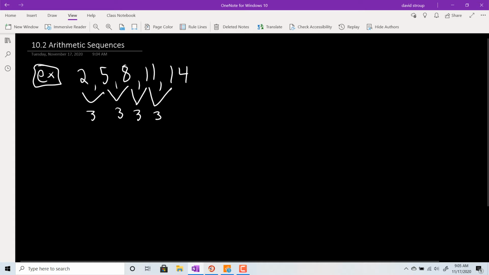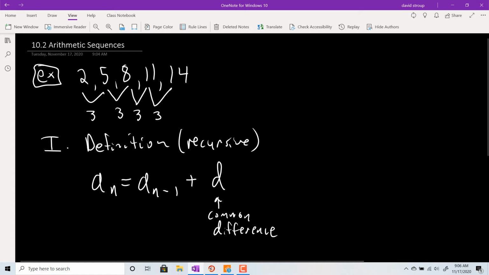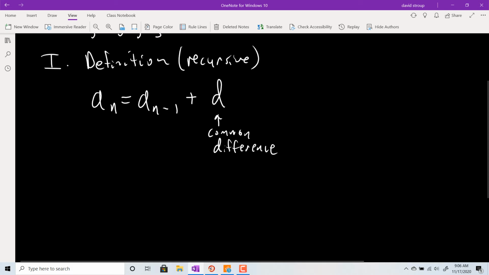So let's go ahead and introduce this with a definition then. Our formula will be a sub n equals the previous one, so this is a recursive definition. A sub n, the next guy in line, is equal to the previous guy plus this common difference value. So let's make that official. Common difference.